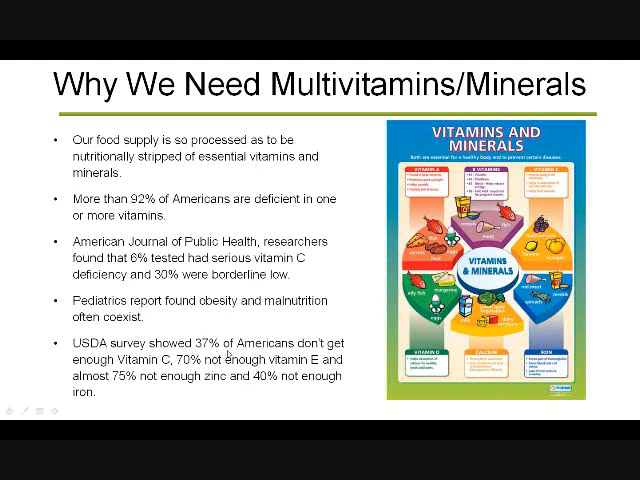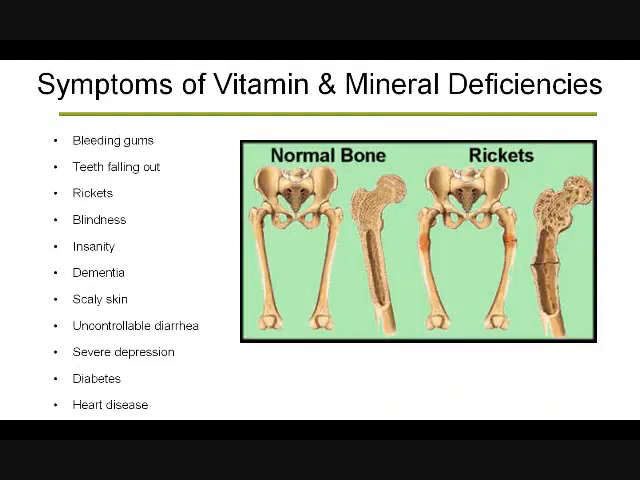A USDA survey showed 37% of Americans don't get enough vitamin C, 70% don't get enough vitamin E, almost 75% not enough zinc, and 40% not enough iron. And I can tell you from the testing we do here, with the stress levels today and the rapid pace of our society, almost everybody's deficient in the B vitamins, which get burnt up really quickly in stress. Why? Because they make glutathione, which helps prevent oxidative stress, and they make SAMe, which is the natural antidepressant, which we need to function in today's world, or we'd all be depressed.